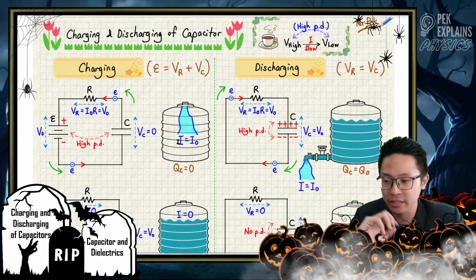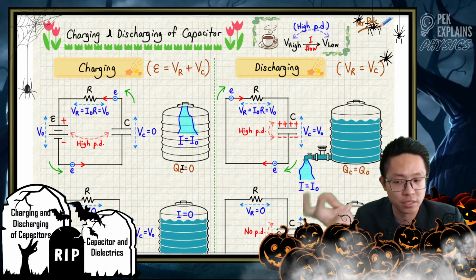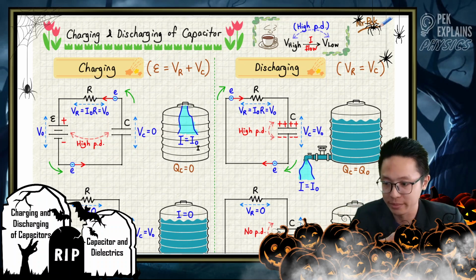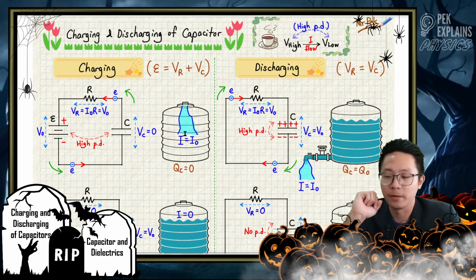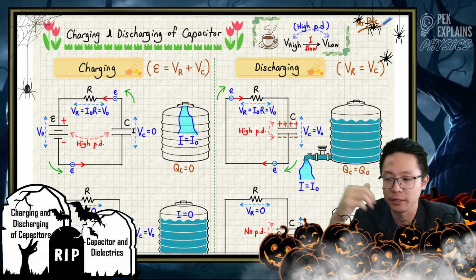The current is not like the voltage and charge. Initially voltage and charge are 0, but the current is maximum. Current is maximum because it's like water gushing in to charge up the capacitor, to fill the water tank. Understand? Because there's a very big potential difference between the battery and the capacitor.